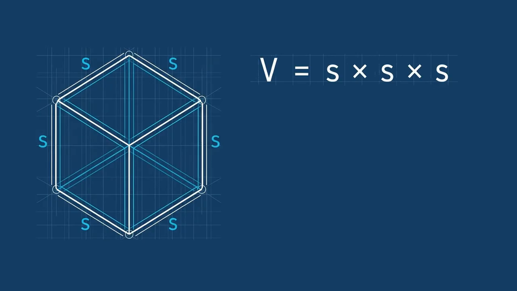Now for a cube. A cube is a rectangular prism where all sides are equal. Use V equals S times S times S. Example 2. Side length 6.